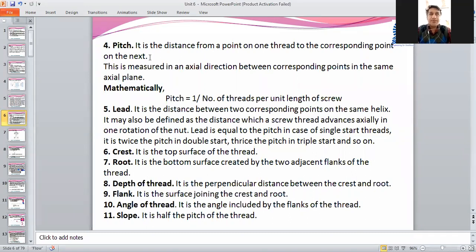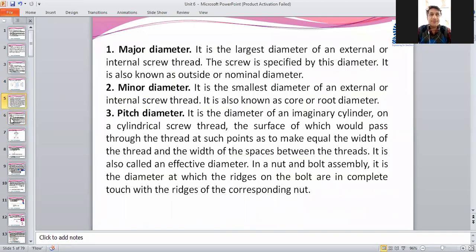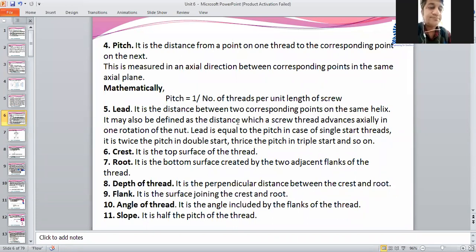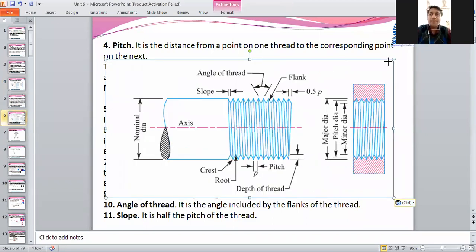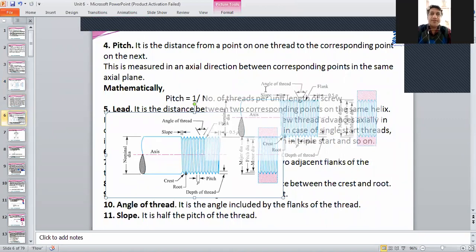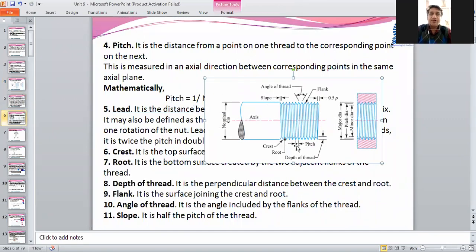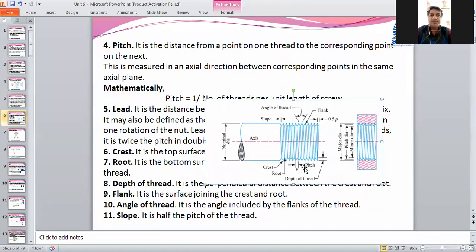Okay. Now pitch, it is the distance from a point on the thread to the corresponding point on the next thread, that already we have seen. This is measured in an axial direction between the corresponding points in the same axial plane. Okay, should I take this diagram once again? To explain the pitch, there are similar points on the adjacent threads. You are going to measure the distance between them, that you are going to call a pitch.